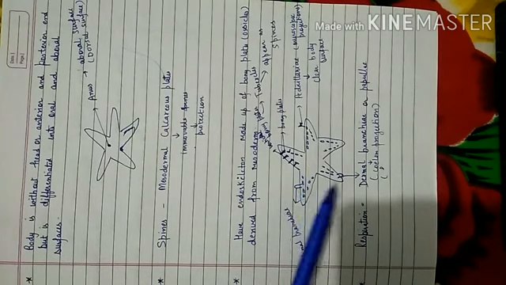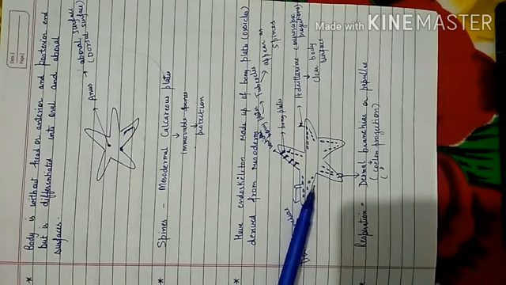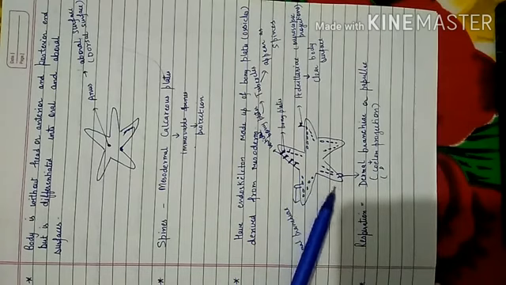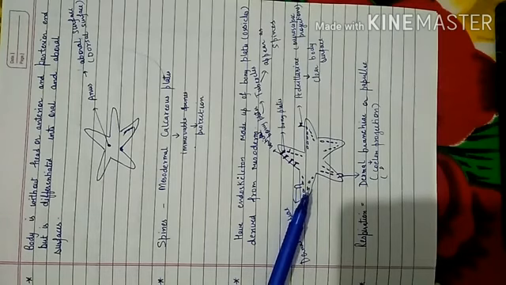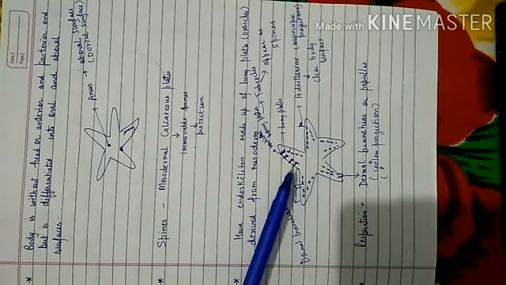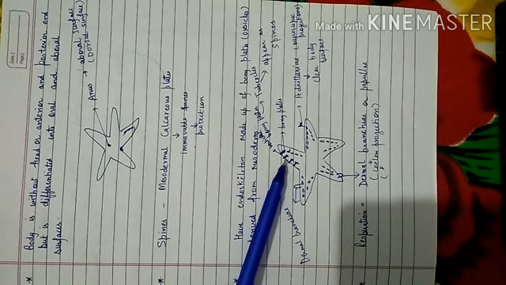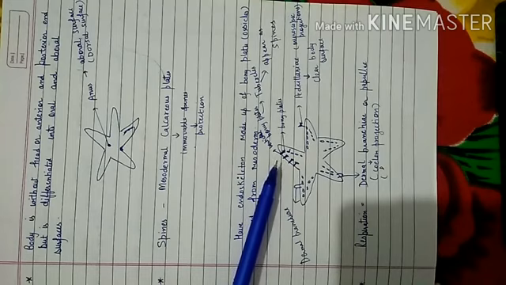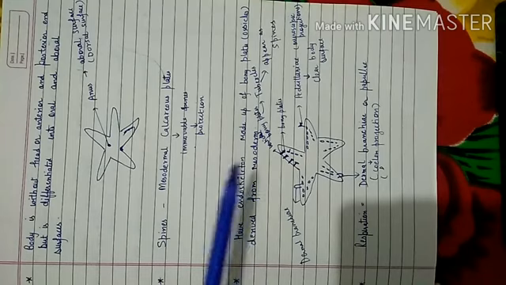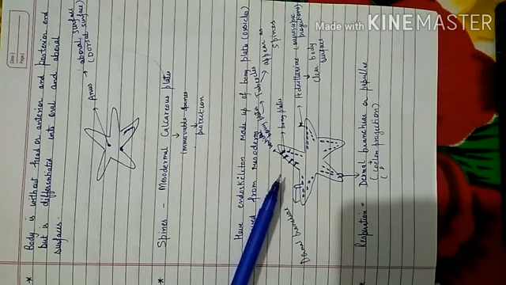So, let us assume this is the starfish and there are bony plates present. These are the bony plates all over the body. So, these bony plates have other vertical bony plates present on them. These vertical bony plates are known as tubercles, which appear as spines on the body of the starfish or Echinodermata animals.